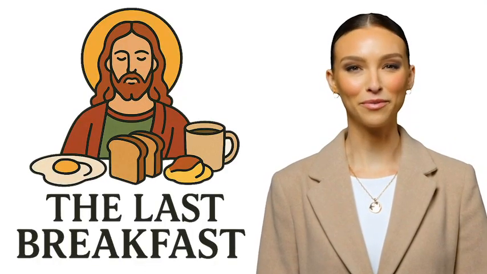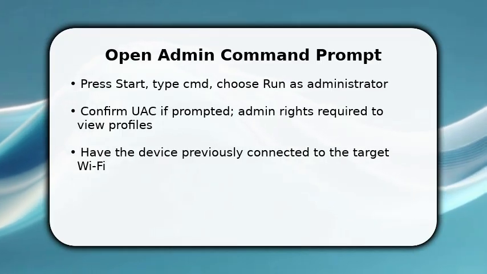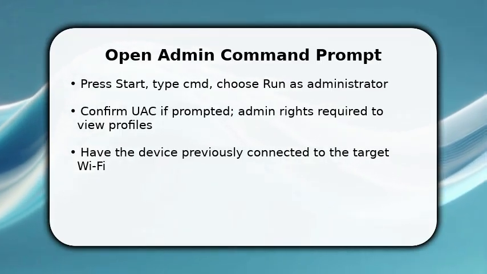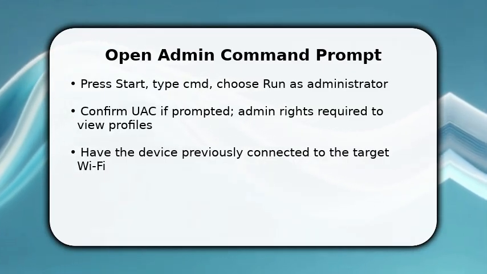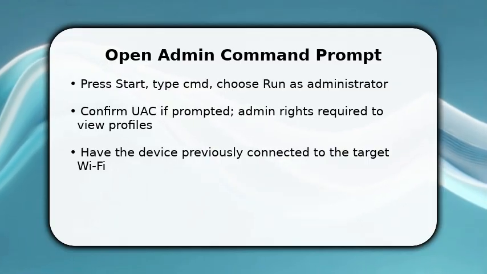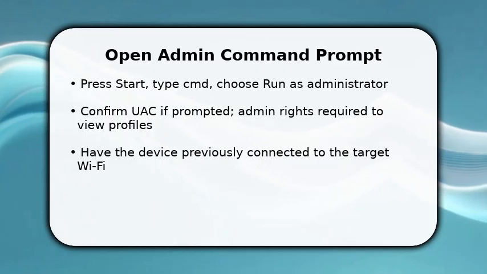Please enjoy the video. You start by opening Command Prompt with Administrator Privileges. That level lets Windows read saved Wi-Fi profiles. Once done, type netsh wlan show profiles to list saved wireless networks. You'll see profile names under User Profiles. These are the keys to the next step.